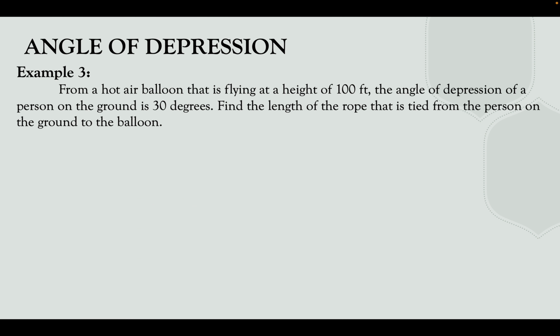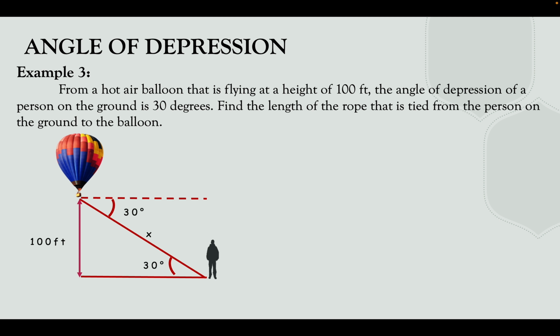Now let's proceed to example number 3. From a hot air balloon that is flying at a height of 100 feet, the angle of depression of the person to the ground is 30 degrees. Find the length of the rope that is tied from the person on the ground to the balloon.